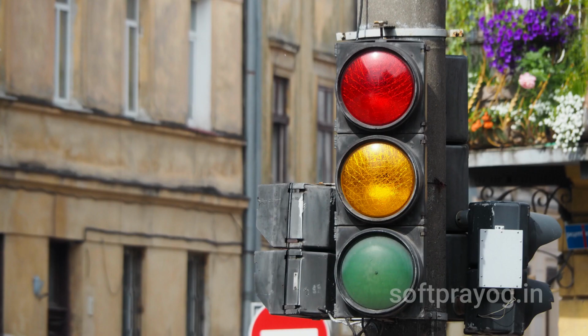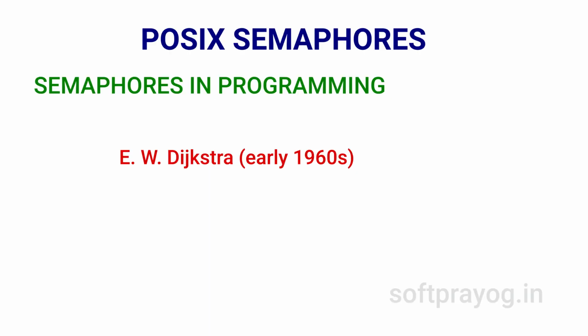Then we have the traffic lights, where red light indicates danger, that is stop, and green light gives the clear signal to go. In all these cases, there is unambiguous communication happening, indicating either danger, that is stop, or clear, which means go. The use of semaphores in programming was invented by the great Dutch computer scientist E.W. Dijkstra in early 1960s. It was a seminal contribution in the field of concurrent programming.